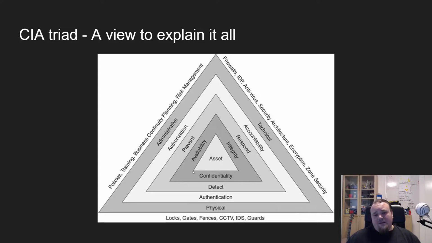Depending on where you're gonna be, for example, if you take the integrity part, many people in the technical areas, they're all the domain admins and the programmers and stuff. They are like the firewalls, intrusion detection, prevention, antivirus, security architects, encryption, zone security, stuff like that.